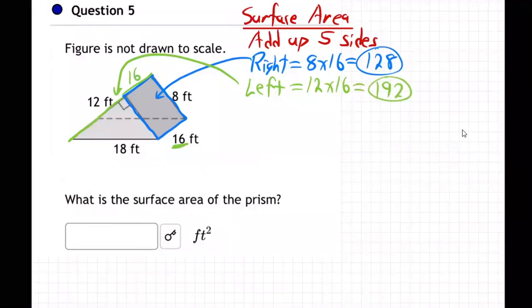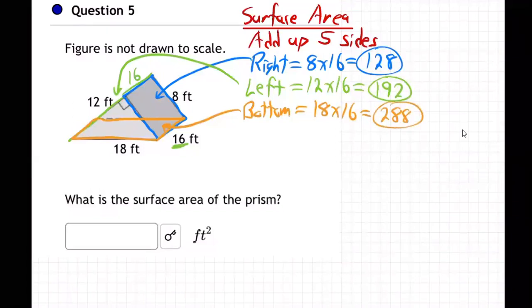We also have the bottom, which is right there. And that's going to be 18 by 16, isn't it? And I'm getting 288.